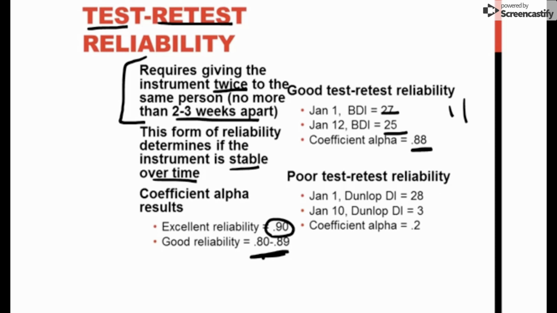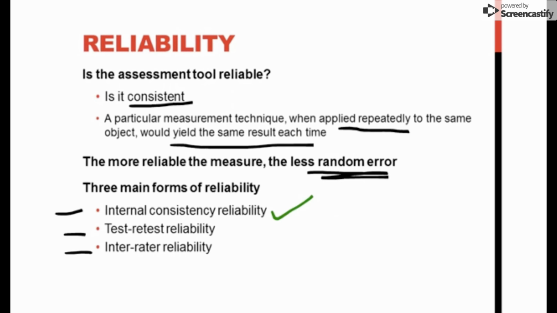Whereas if you had somebody taking the Dunlap DI on the same date, January 1st, and getting a score of 28, but then a couple days later they take it again and get a 3, well, now our correlation between these two values is 0.2, and that is simply not high enough. We'd be very concerned about the ability of this test to test-retest consistently over time. So that would be our information about test-retest reliability.